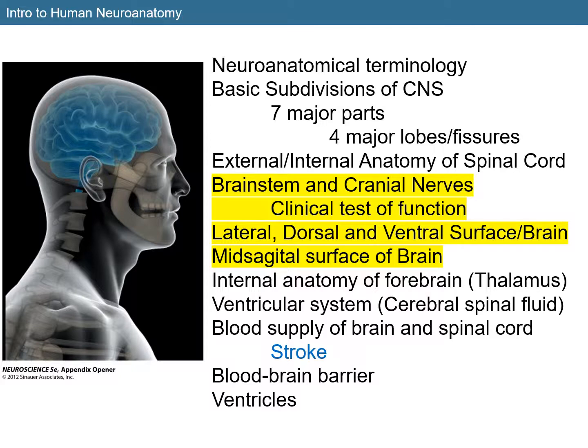We're going to now focus a little bit more on cranial nerves. We already talked about spinal nerves. These are both part of the peripheral nervous system. We'll talk about some different regions of the brain, so we'll look at them from different angles. We'll look at them from the lateral or side view, from the dorsal and the ventral view, and then we're also going to look briefly at the mid-sagittal surface of the brain.